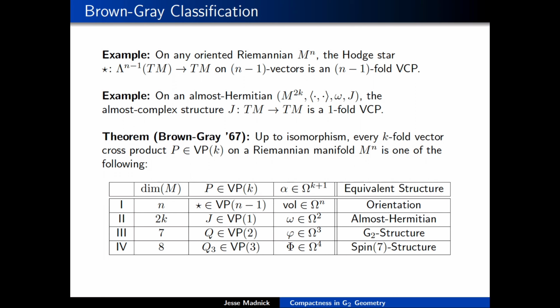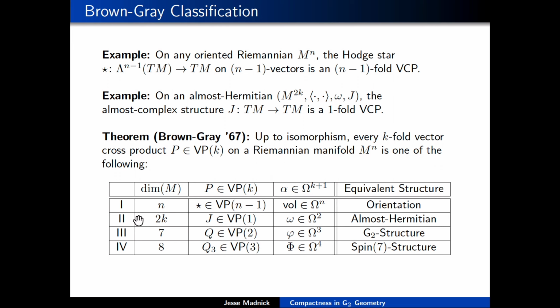There is a classification theorem, a rather classical one, actually, due to Brown and Gray in '67, saying that there are only 4 types of vector cross products up to isomorphism. So, up to isomorphism, every k-fold vector cross product P on a Riemannian manifold of dimension n is one of the following 4 types. Type 1 is as above, where you have an n minus 1 fold vector cross product given by the Hodge star, and the corresponding form alpha is just the volume form. This is equivalent to specifying on M an orientation.